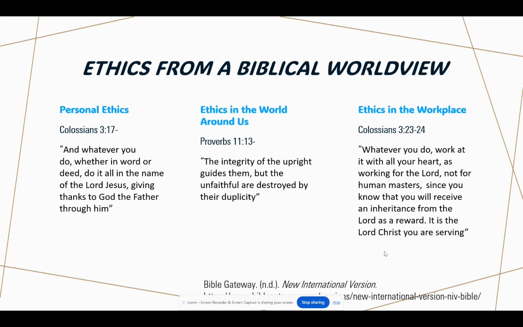As ethics relate to the workplace through a biblical worldview, I've identified Colossians 3:23 through 3:24. "Whatever you do, work at it with all your heart as working for the Lord, not for human masters, since you know that you will receive an inheritance from the Lord as a reward. It is the Lord Christ you are serving." While thinking of work in the workplace and instructional design practices, be sure that everything you do, you do with all of your heart, and that you are ultimately serving the Lord, even in the workplace. Bible Gateway, no date, New International Version.